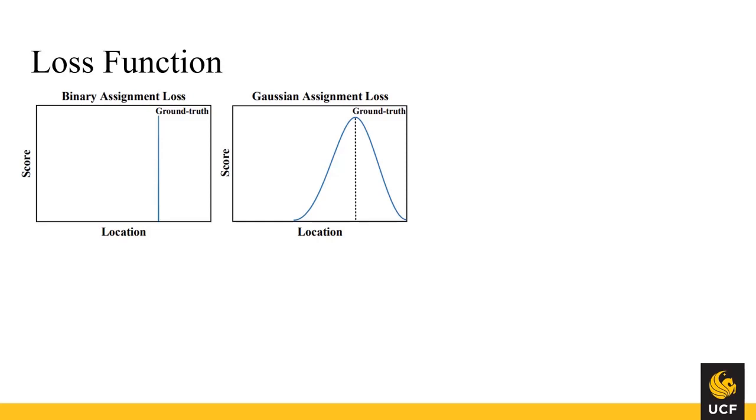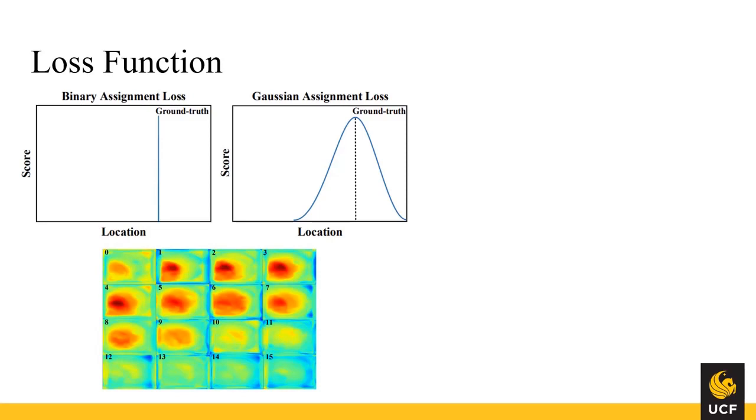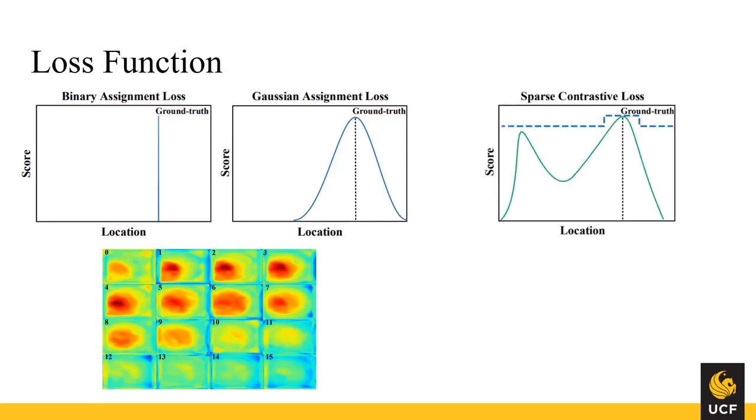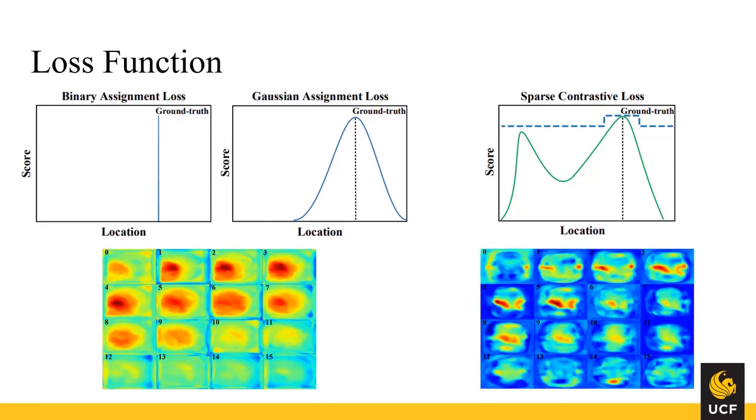However, for most cases, there are multiple good location and scale combinations, and this kind of loss only allows a one-peak distribution on the heat map, like this. So we propose to apply a sparse contrastive loss so that the ground truth location and scale is optimized to 1 and the lowest score is optimized to 0. But the other locations and scales are encouraged to be lower than a certain threshold. So this would allow multiple peaks on the distribution of the heat map, like this.